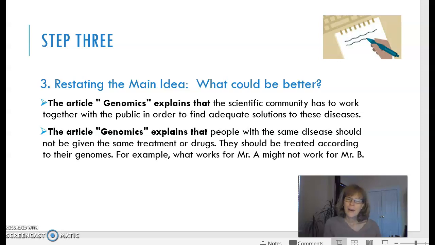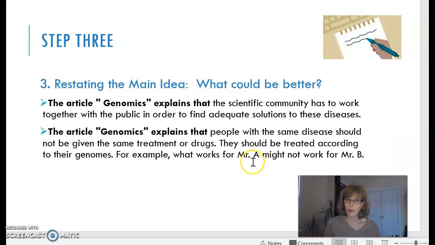And then, I did give you a couple examples, just to be clear. Here were a couple examples that people wrote about genomics. The first one: the article Genomics explains that the scientific community has to work together with the public in order to find adequate solutions to these diseases. And what I suggested in this restatement, and also in this one: the article Genomics explains that people with the same disease should not be given the same treatment or drugs.